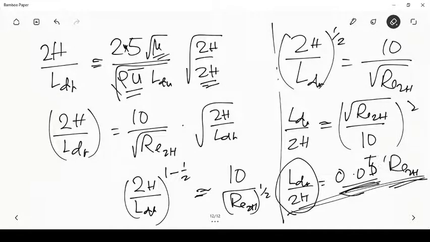So 5% of Re_2h. If the Reynolds number, let us say, is 100, then this development length will be 5 times the space between the two plates. And if this is 1000, then it will be 50 times the space between the two plates. So that's the estimate of the development length that we have. The same thing also holds good for a circular pipe.